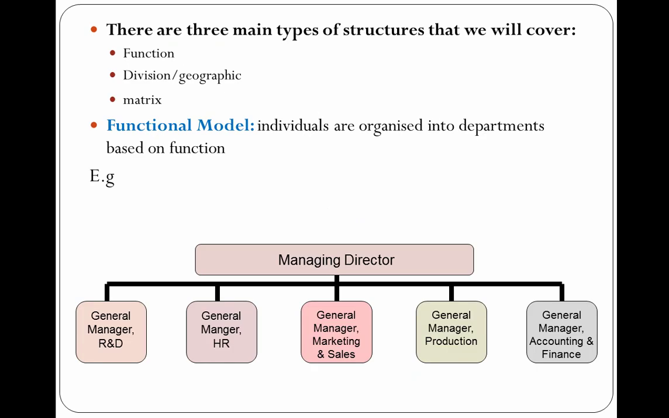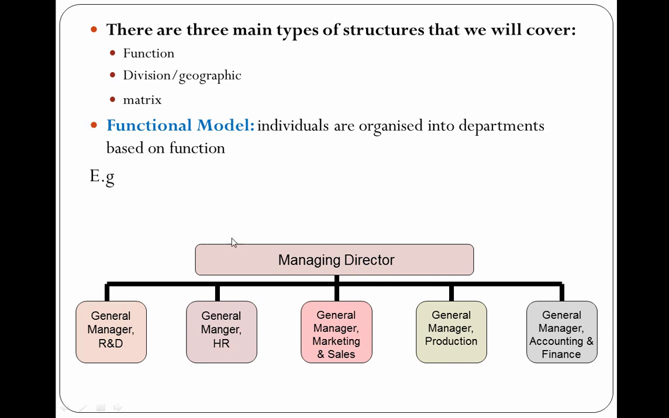There are three types of management structures that we're going to look at. Functional, divisional, and geographic. We can use them separately, but we'll class them as the same thing for now. And matrix structure. So a functional structure, remember our management functions? We had R&D, research and development, human resource management, marketing, production or operations, and accounting and finance. So they were our key management functions.